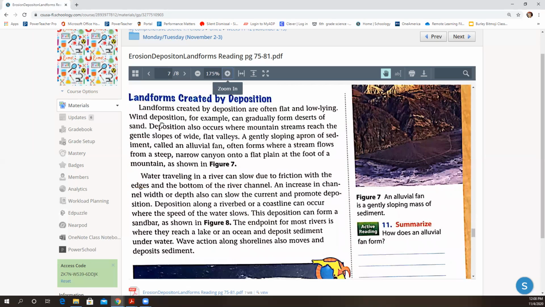Perfect, perfect. All right, I'm going to pick up on these ones. So landforms created by deposition are often flat and low-lying. Wind deposition, for example, can gradually form deserts of sand. Deposition also occurs where mountain streams reach the gentle slopes of wide, flat valleys. A gently sloping apron of sediment called an alluvial fan often forms where a stream flows from a steep, narrow canyon onto a flat plain at the foot of a mountain, as shown in Figure 7.